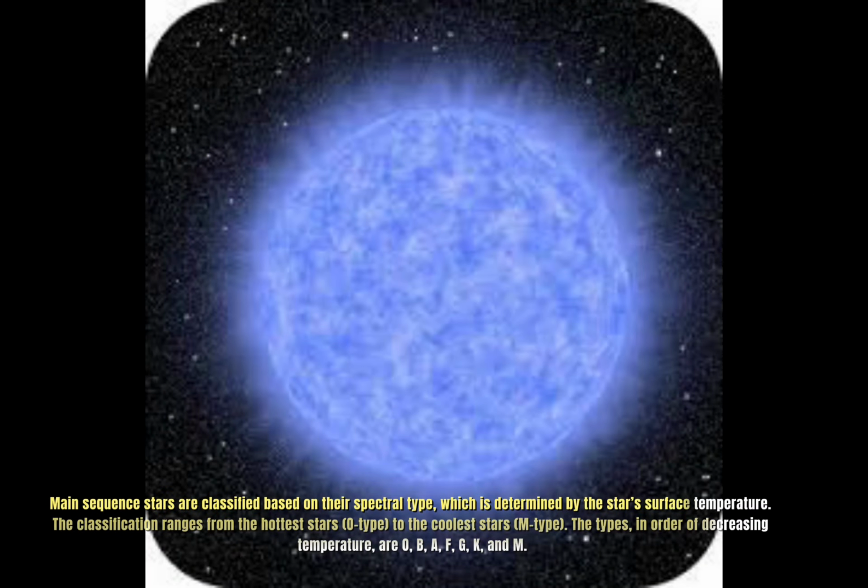Main sequence stars are classified based on their spectral type, which is determined by the star's surface temperature. The classification ranges from the hottest stars, O-type, to the coolest stars, M-type. The types, in order of decreasing temperature, are O, B, A, F, G, K, and M.